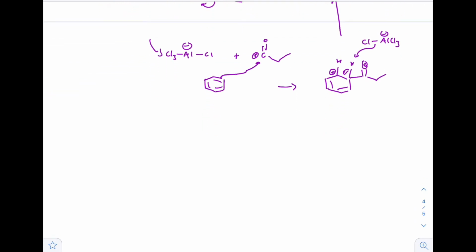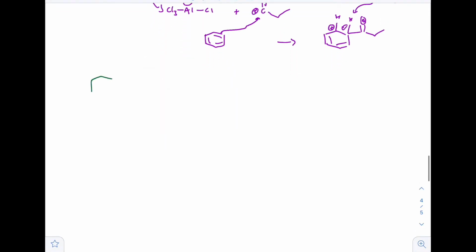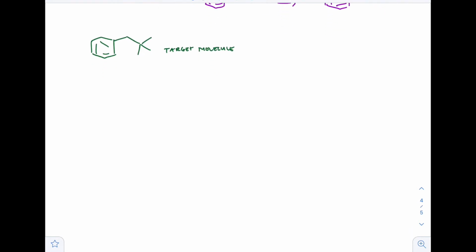So that's all she wrote for the reduction processes. You don't need another mechanism, so that's cool. The Wolff-Kishner one, I might introduce the mechanism later when we get to amines and their reactions with carbonyl groups, but for now, that's what you get.